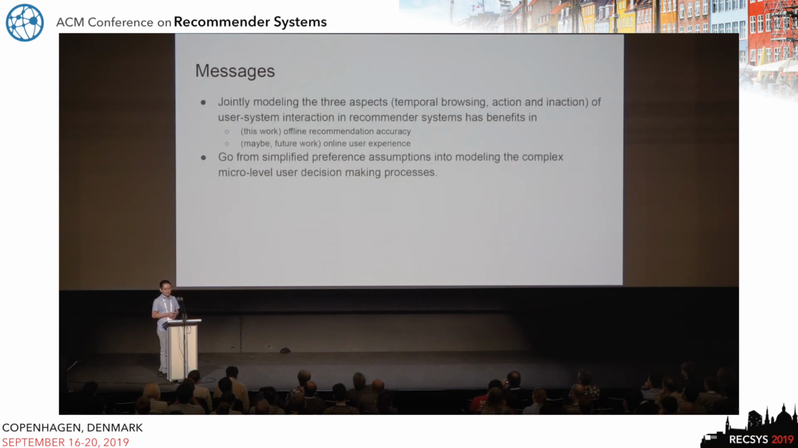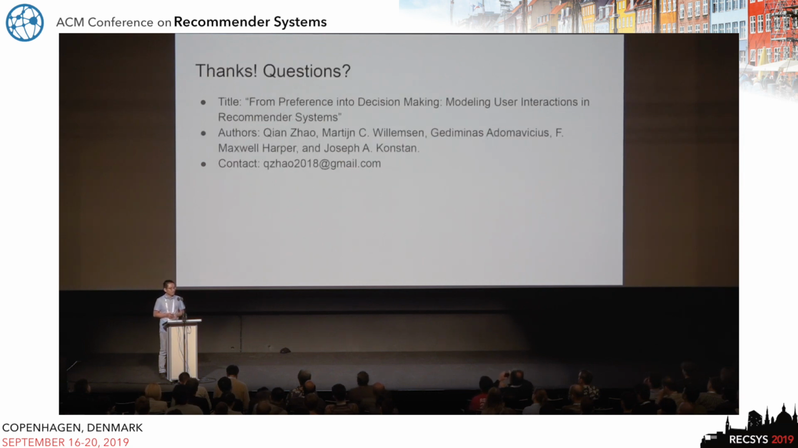I skipped some nuanced results from the paper, but here, these are the 2 key messages I hope to deliver through this talk. The first one is that if we jointly model these 3 aspects of the user, temporal, browsing, action, inaction, we can gain better recommendation accuracy, overall accuracy. And we also consider it's really interesting future work to test the impact of this model on the user experience in a field experiment, for example. And we propose to go from simplified preference modeling assumptions into modeling the complex micro-level user decision-making processes, borrowing some theories from psychology. And with that, I conclude my talk. Thank you.